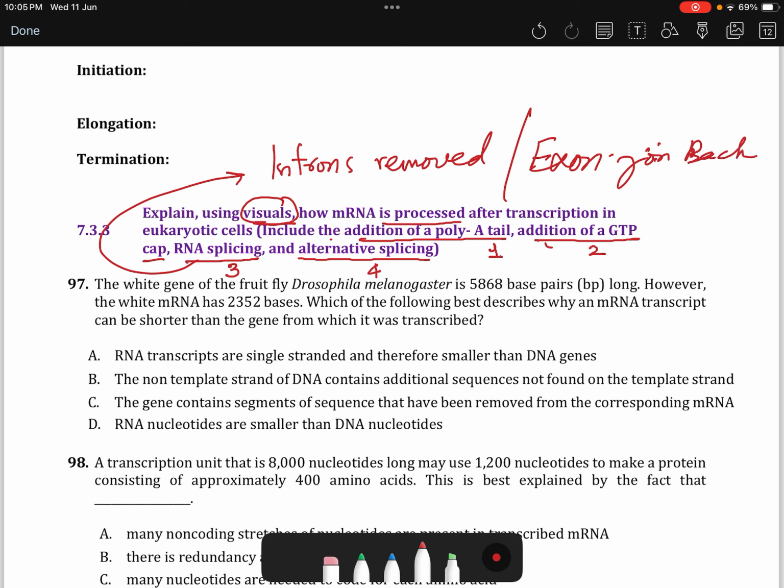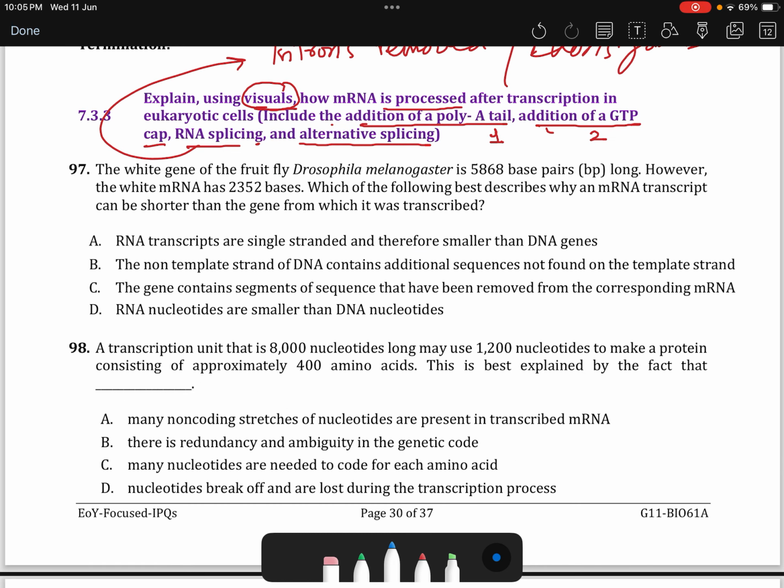Okay, so remember this one. So this is actually 3 and 4. Okay, so 3 and 4. So this is 3, this is 4. So these are the 4 things that happen in the RNA processing.